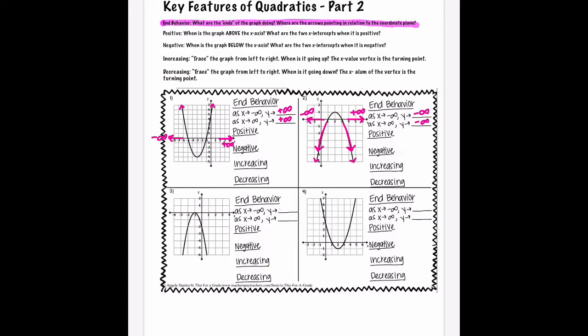For example number 3, locate the ends of the graph, or where the arrows would go. So as the graph moves to the left, or as x goes to negative infinity, is the graph going up or down? Here it's going down. So as x goes to negative infinity, y goes to negative infinity. Then as your graph goes to the right, so on the right side of the vertex, we're going down again. So y is going to negative infinity there.